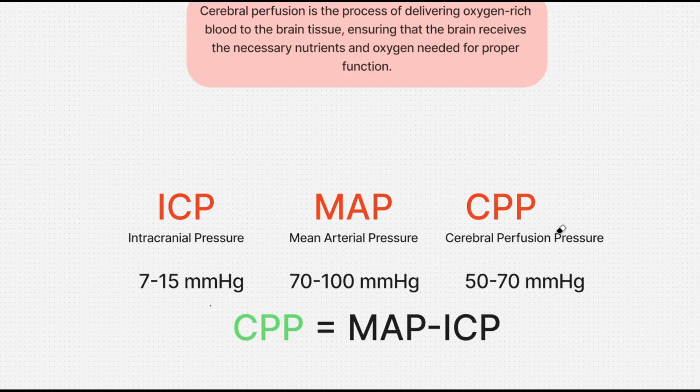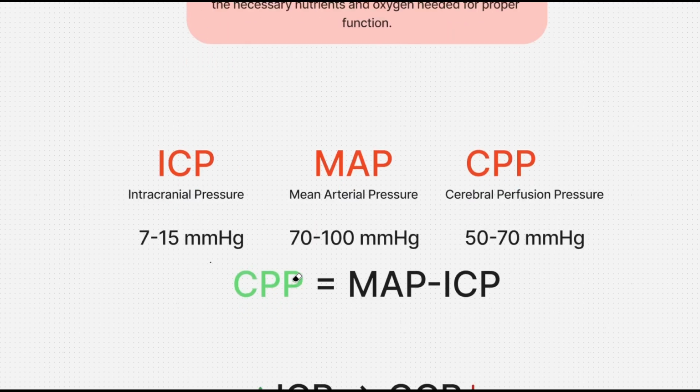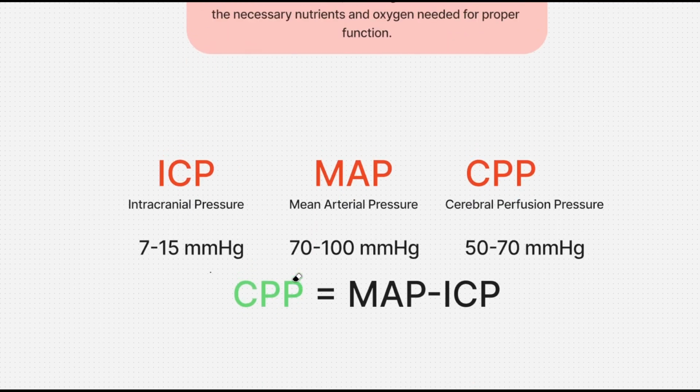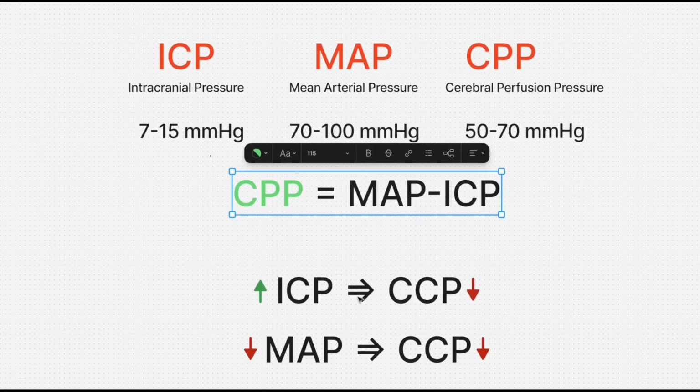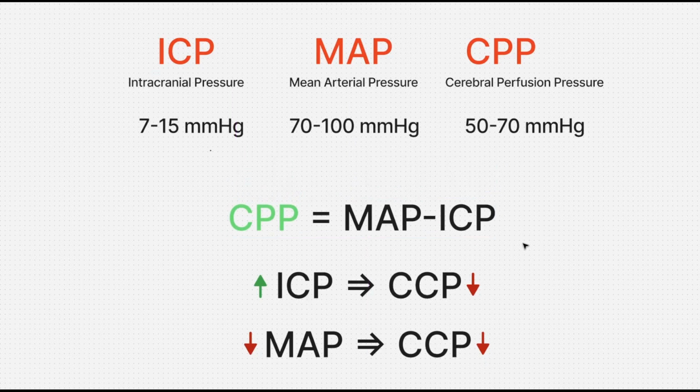Intracranial pressure, we already explained it. Mean arterial pressure is also pretty self-explanatory. Cerebral perfusion pressure means the minimum pressure that is required for blood to flow into the brain and into the cranium. So this pressure is calculated by this equation. Let me just move this a little bit. So yeah, let me show this. Okay, so CPP equals MAP minus ICP.